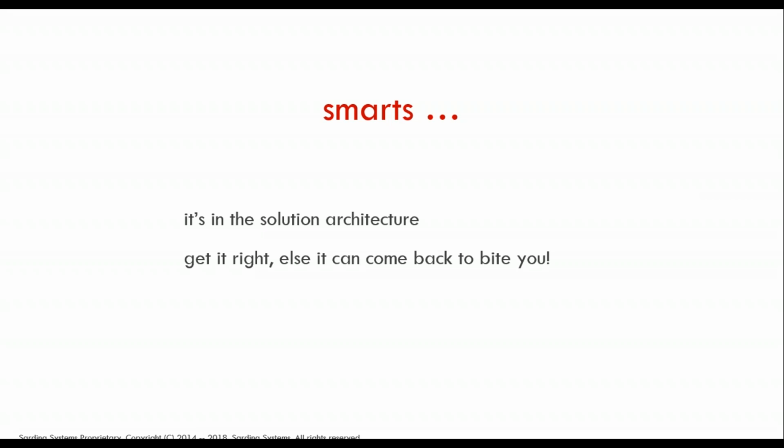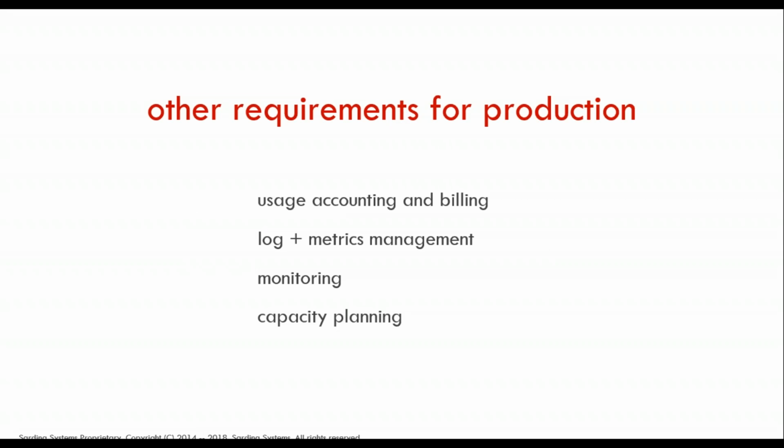Where are the smarts? The smarts is in the solution architecture. Get it right, or else it can come back to bite you. So for a production site, what else is needed to run the private cloud service? Well, for a start, we need usage accounting and billing, log and metrics management, monitoring, capacity planning, you know, the usual stuff in enterprise systems management.